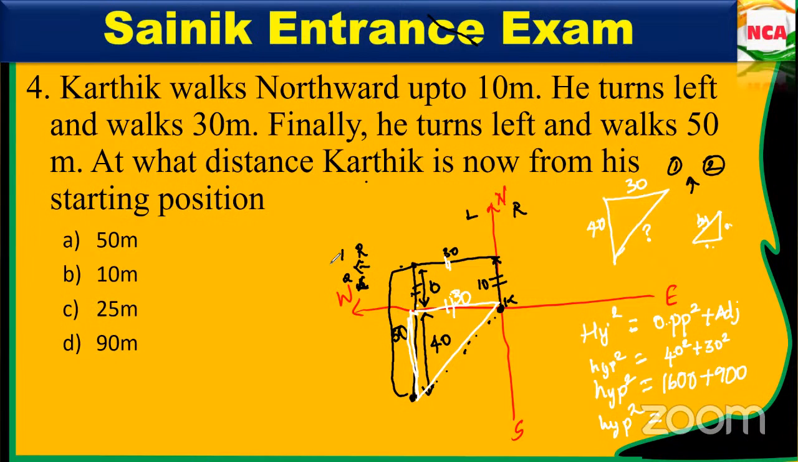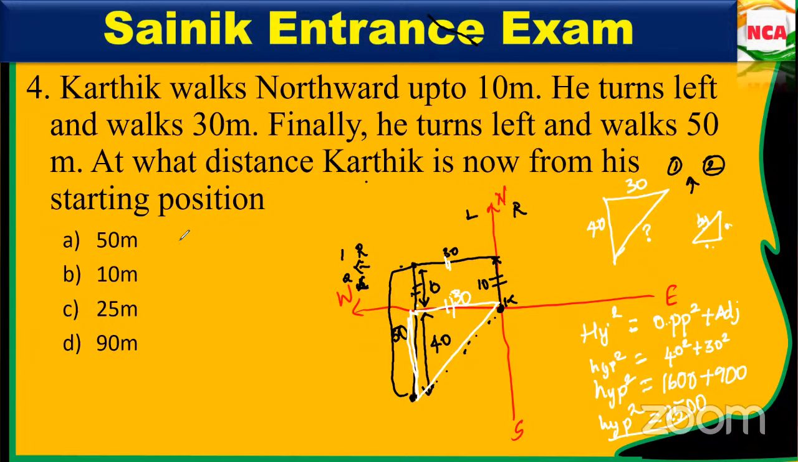Add these two and tell me. What will be the answer? 1,500 or 2,500? 2,500. Yes. Very good. So we have only hypotenuse square.